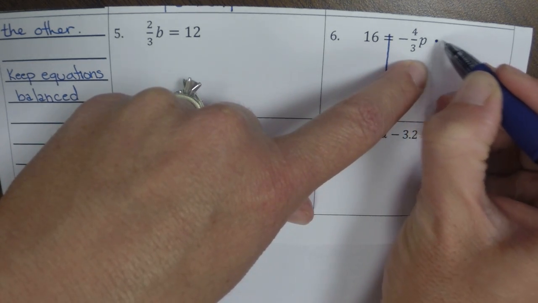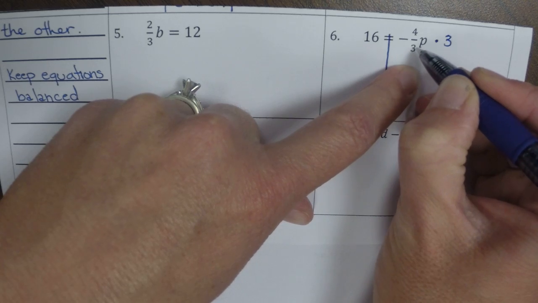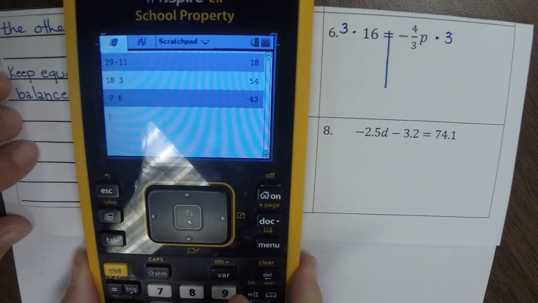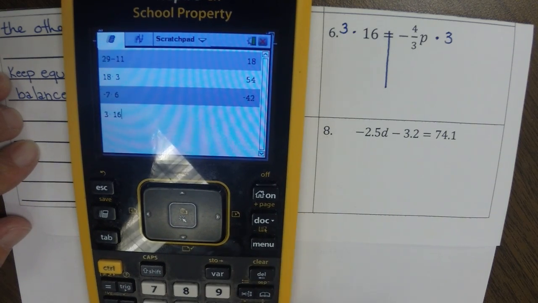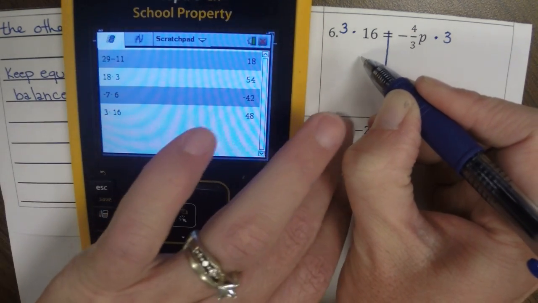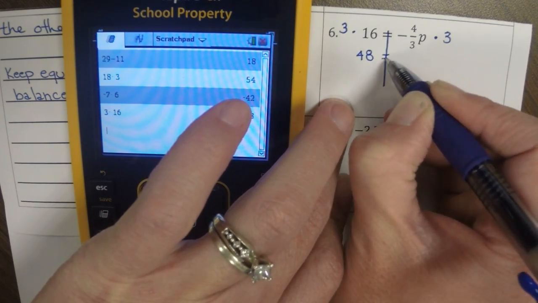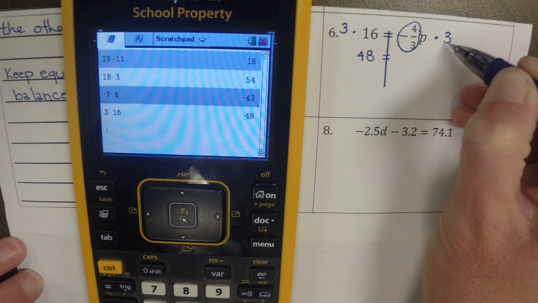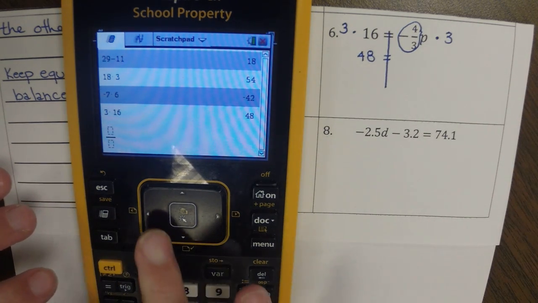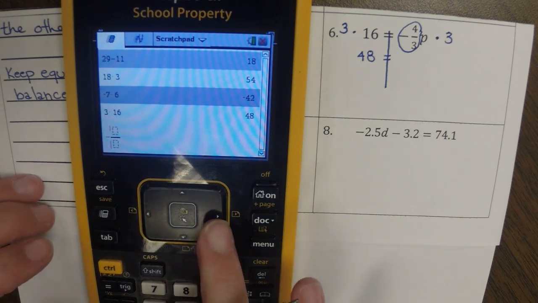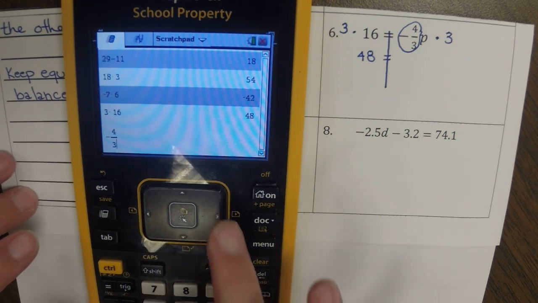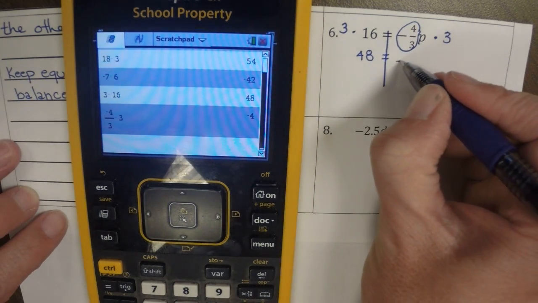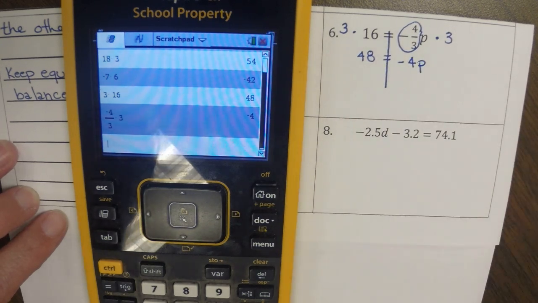So if I multiply this by 3, because that's the number in the denominator, and I multiply this by 3, I would get 3 times 16 on the left, which is 48. So over here, I would have 48. On this side, I have to multiply this whole thing times 3. So I would use control divide for my fraction, with a minus in front: minus 4 over 3, that whole thing times 3. And when I do that, I get negative 4p.